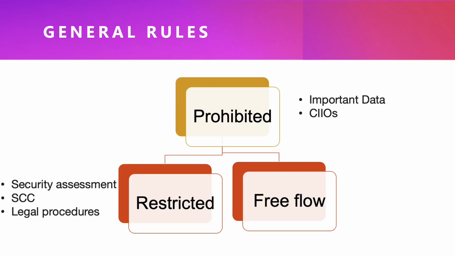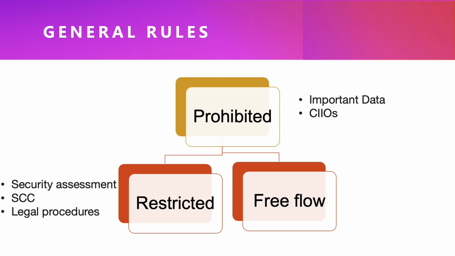The Personal Information Protection Law, PIPL, is China's new data privacy law, which came into effect in November 2021. The PIPL imposes a number of restrictions on the transfer of personal data outside of China.